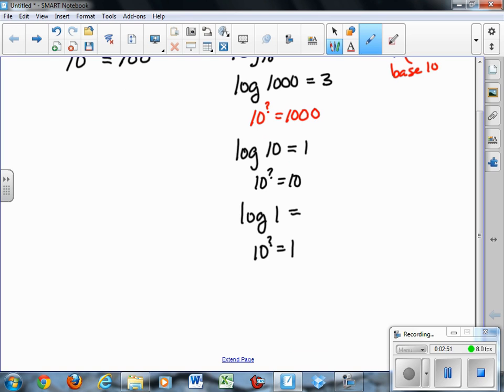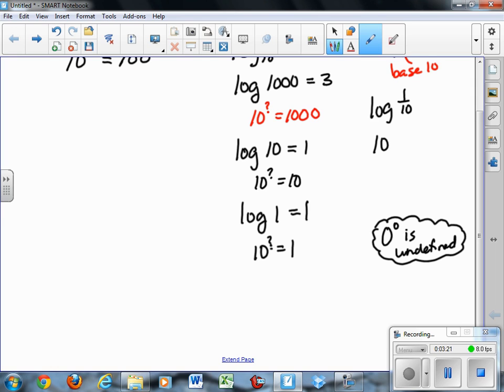Well, this is one where you have to remember your exponent rules. Anything raised to the 0 power gives you 1, except for this: 0 to the 0 is undefined, so you can't do that. What if I did log, and that doesn't mean 0 degrees, it means 0 to the 0 power here, so be careful of that. Log of 1/10. So I'm saying 10 to what power is equal to 1/10? Hopefully you recognize that is -1. So when I have a number less than 1 inside my log, I'm going to get a negative exponent.